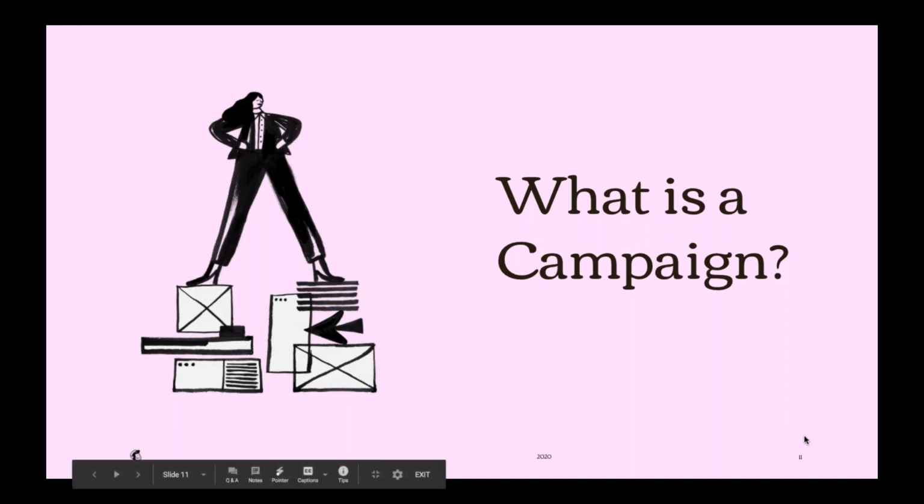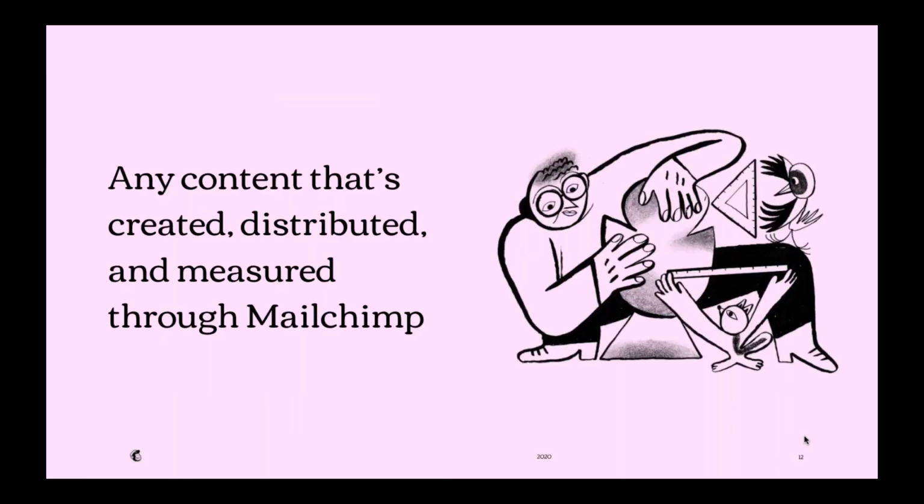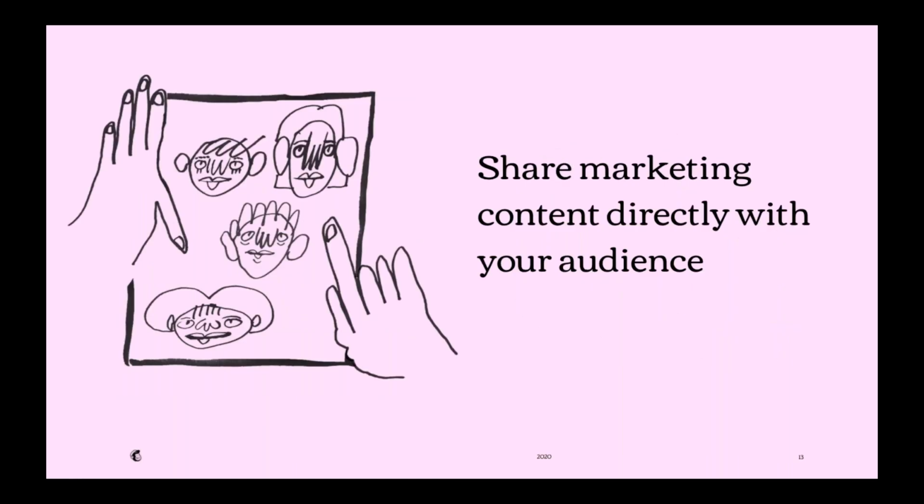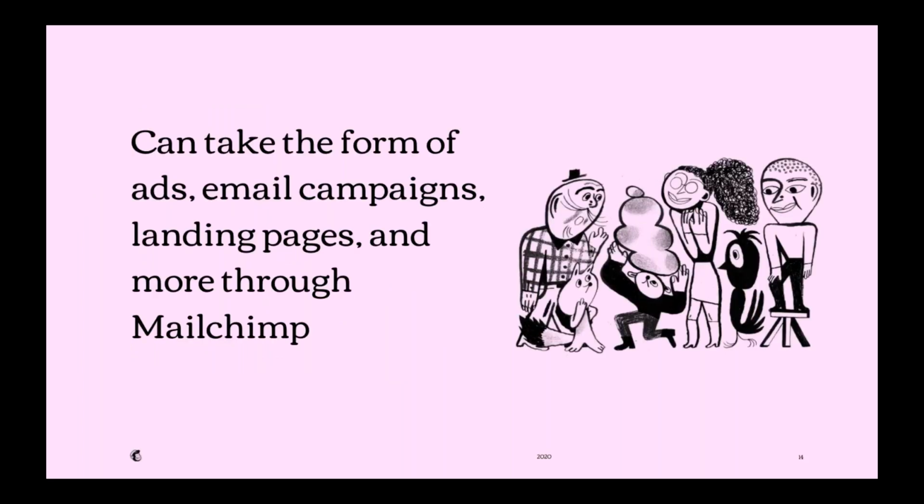Moving on, next up, what is a campaign? A campaign is any content that's created, distributed, and measured through Mailchimp. These campaigns are ways to share marketing content with your audience, whether it's a monthly newsletter or an upcoming sale. Most people think of campaigns and immediately think of email, but campaigns also include recurring email series called automations, landing pages, ads, and more. Before we move on, let's go ahead and talk about the difference between templates and campaigns.